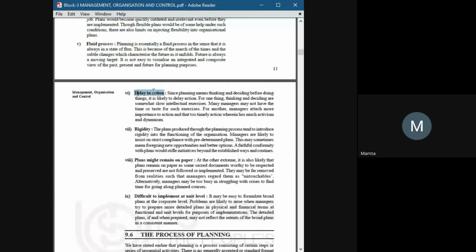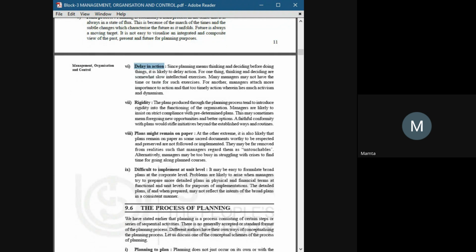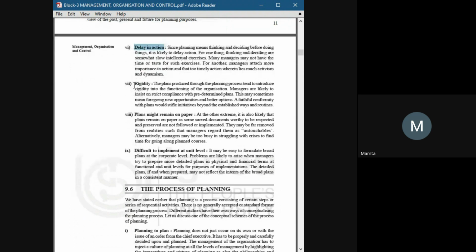Delay in action. Because planning takes time, and gathering the information takes time to create a proper plan. Since planning means thinking and deciding before doing things, it is likely to delay actions. For one thing, thinking and deciding are somewhat slow intellectual exercises. So it can cause delay in actions of the organization.